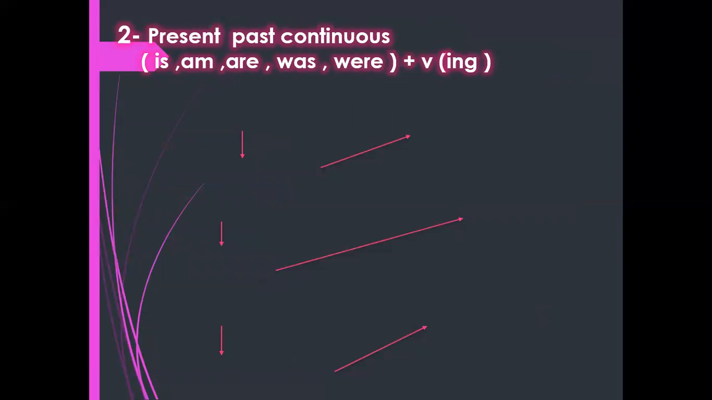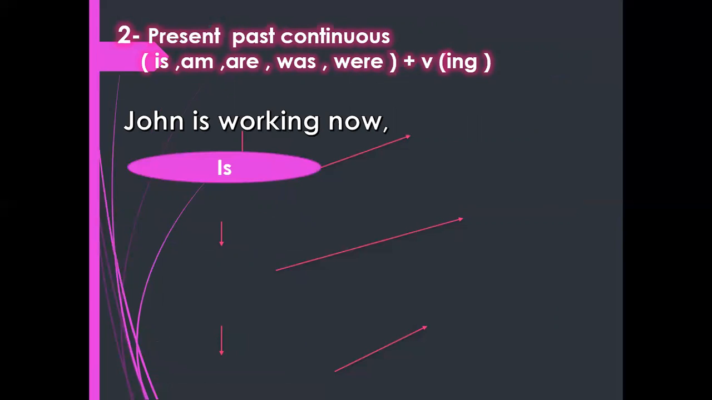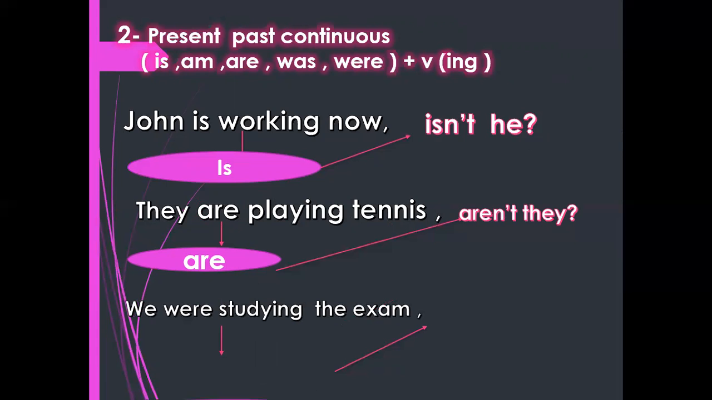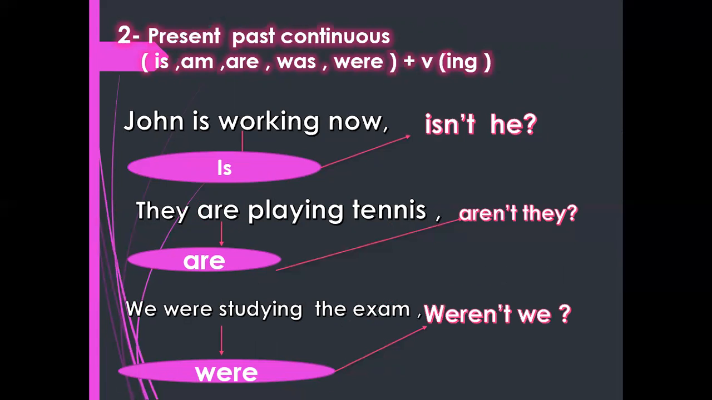Present and past continuous. Here we have is, am, are, was, were, plus ing. So if we say John is working now, here we have the helping verb is. So the question tag will be isn't he? Instead of John, you are going to use a pronoun, which is he. When we say they are playing tennis, we have the helping verb are. So the question tag will be aren't they? We were studying for the exam. We have the helping verb were. So the question tag will be weren't we? Any questions? So here, if the helping verb is am, are, was, or were, just use the negative form, add not, and continue with your question tag.